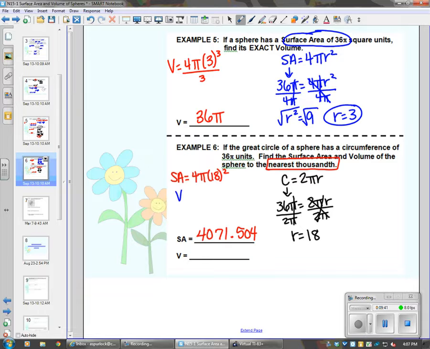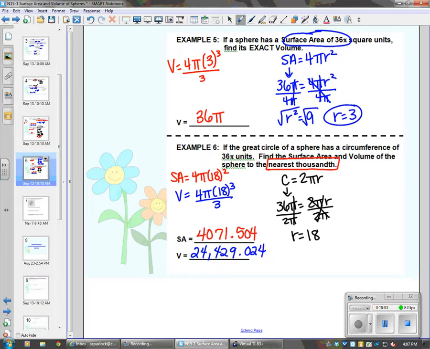And then next we want to find the volume. So 4 pi r cubed, so 4 pi times 18 cubed divided by 3. Once again, we want it to the nearest thousandth, so I typed all of that straight into the calculator and got 24,429.024.